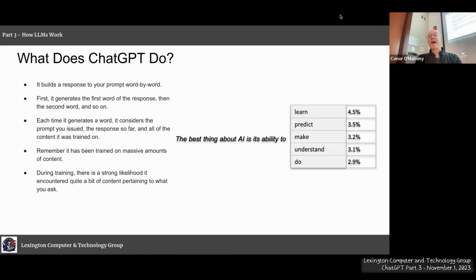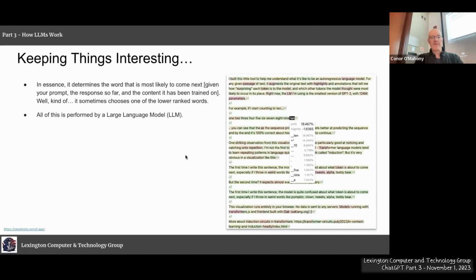The training set is massive. So there's a high degree of likelihood it's been trained on many pieces of content that pertain to what you're prompting it about. But you could kind of visualize it like here. The best thing about AI is the ability to, what's the next word? Well, there's different likelihoods that each of those are the next word, and it chooses one of them. So that's at a high level what it does. In essence, it determines the word that is most likely to come next, given all that information.